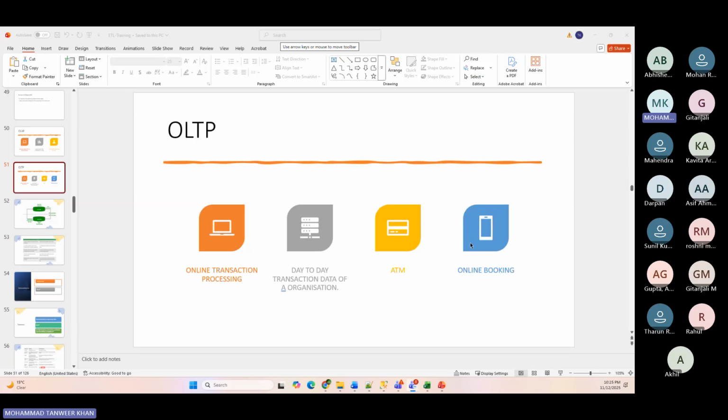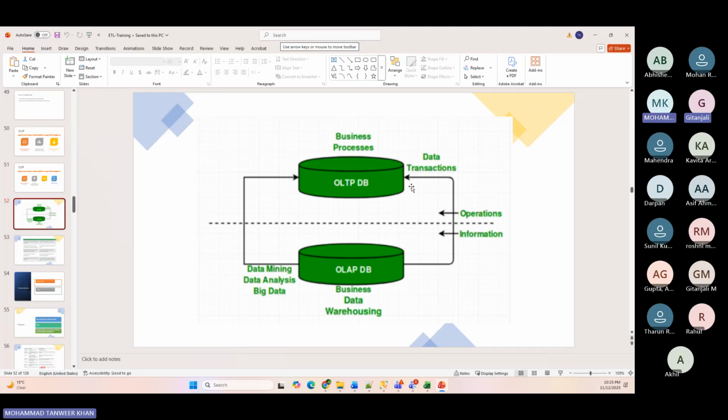Okay, so this is clear. Yes, this is another example. OLAP database means it will be having business data warehousing.